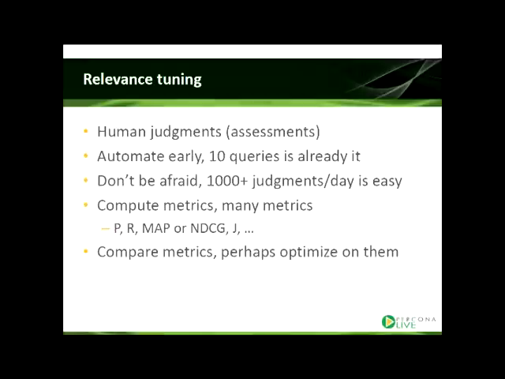You will also need to automate early, because starting as early as 7 to 10 queries, you can't really do anything if you don't automate it. But at the same time, it's not as bad as it sounds, because you can actually get a few thousand of those relevance judgments in a day. We've worked with several clients on that. The usual agreement is that we can get like 10 to 20,000 judgments done in a week with a team of a handful of people. I mean, 3, 5, that kind of stuff.